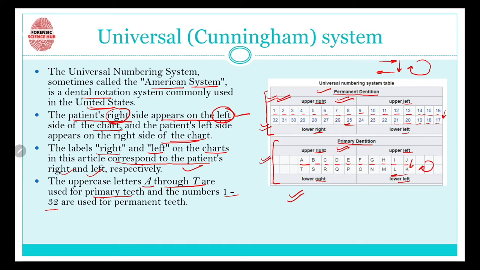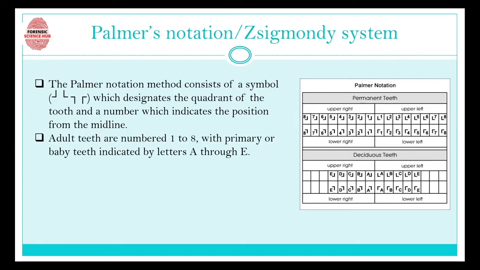So what you need to remember is that in the universal system, in permanent dentition, the numbers are used, whereas in primary dentition, the alphabets are used, and the numbers and alphabets have to go in a clockwise direction starting from the upper right corner. Alright, now let's talk about the second system, that is the Palmer notation or the Sigmondi system. There are two names used for this, so don't get confused, it is the same thing.